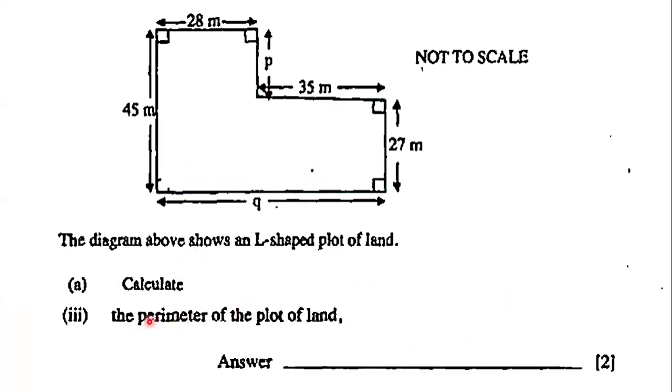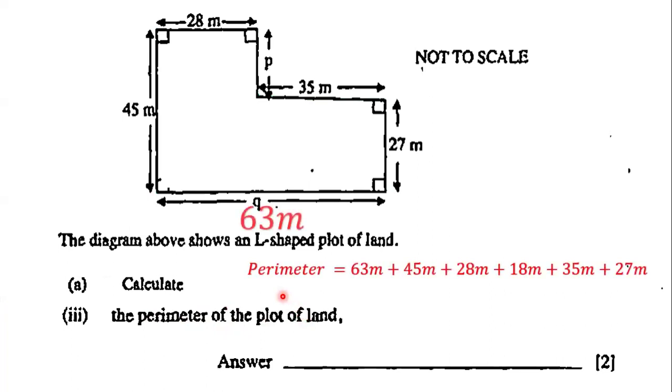Next, the question states, calculate the perimeter of the plot of land. The perimeter just basically means that we have to add up all of the lengths. So we have 63 plus 45 plus 28 plus 18 plus 35 plus 27. When we add them all together, we get 216 meters. And so that means that the perimeter of the plot of land is 216 meters.